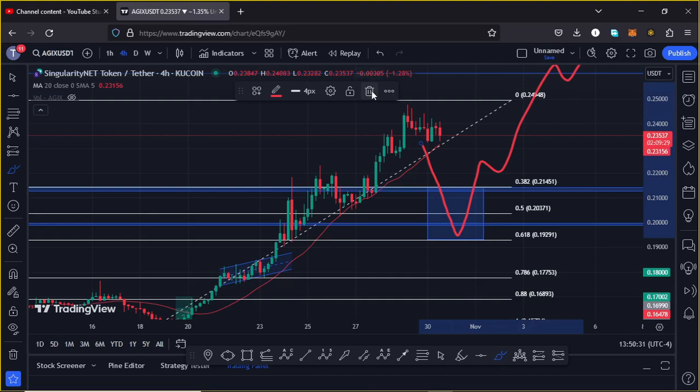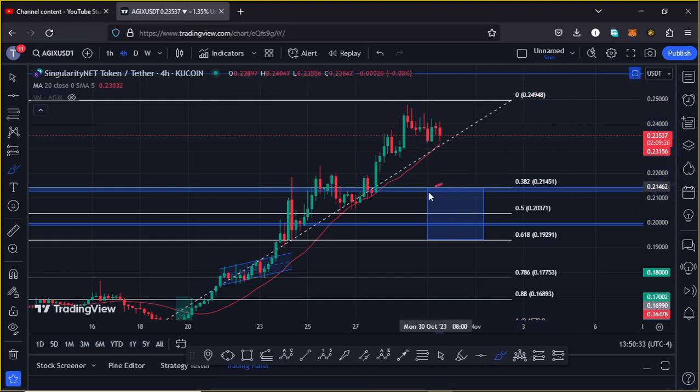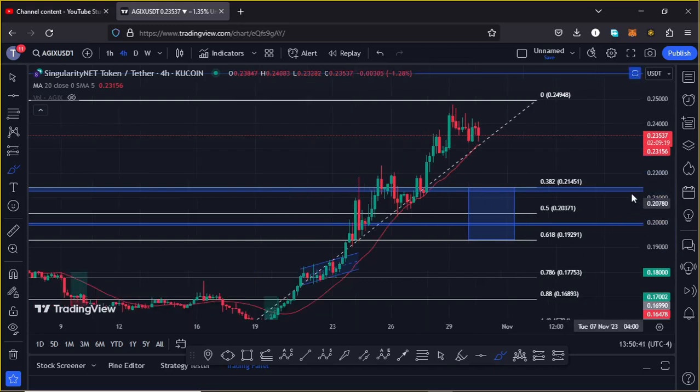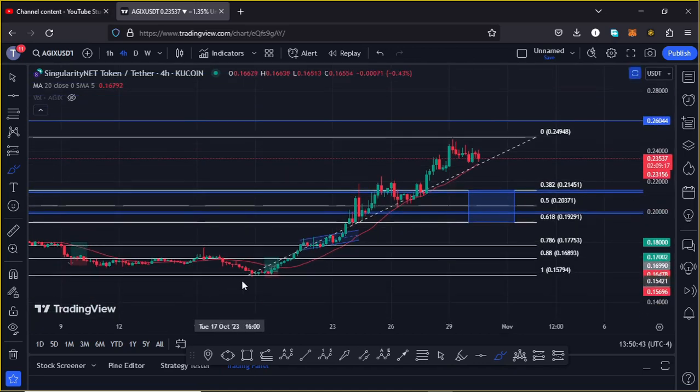And in the worst case scenario, in case we lose this blue target area, then I will be expecting a more bearish scenario here on the AGIX chart, in a move that can easily give us a reset of the lows that we made on the 18th of October here on the charts.